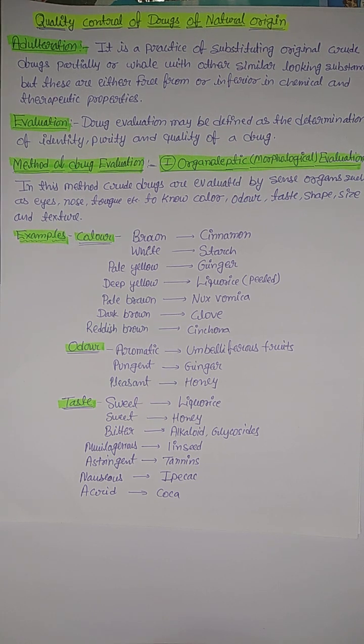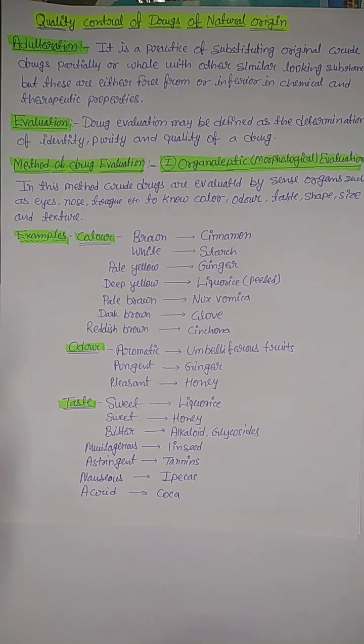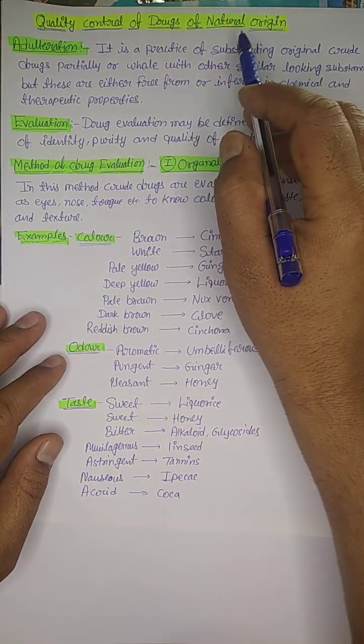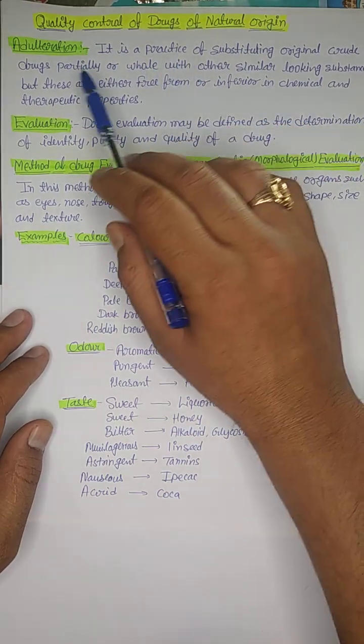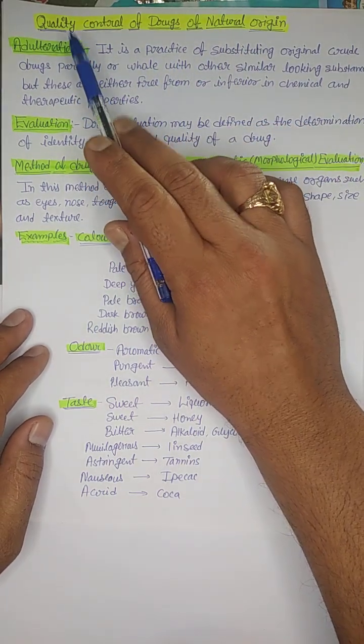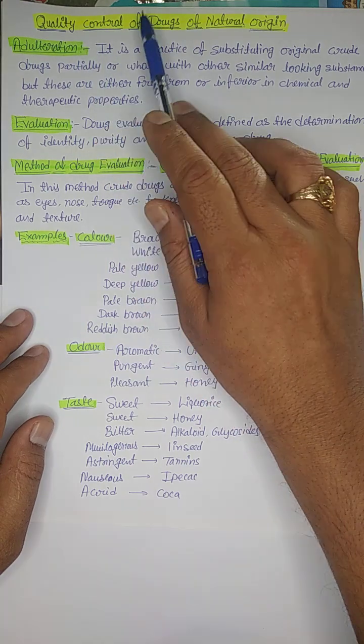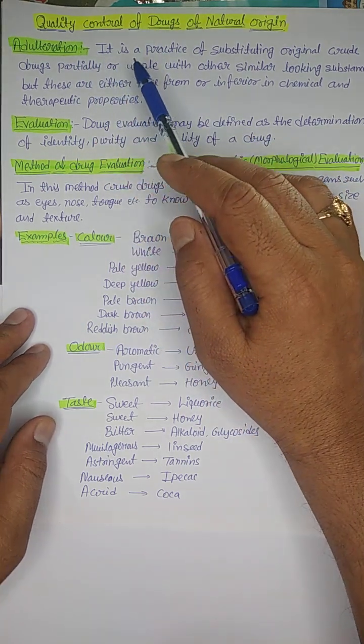Because this admixture or malpractice is going on with hi-fi techniques, it is very difficult to identify the drug or its quality and purity by a simple method. So we will also be having these scientific methods. Coming to the quality control of drugs of natural origin, first we need to understand adulteration, because of this adulteration only we need to have the quality control.